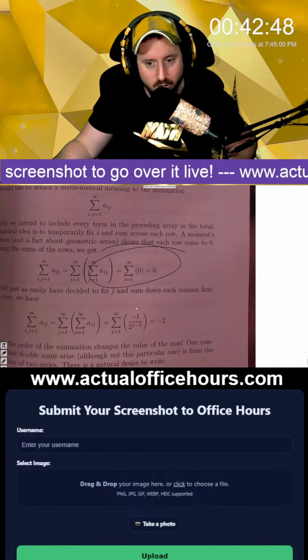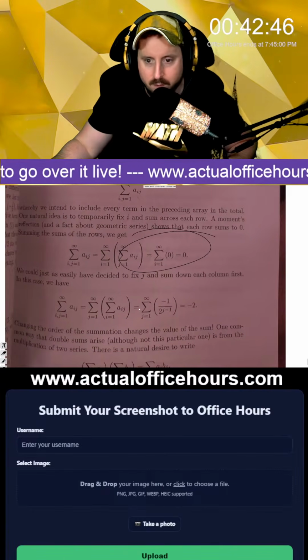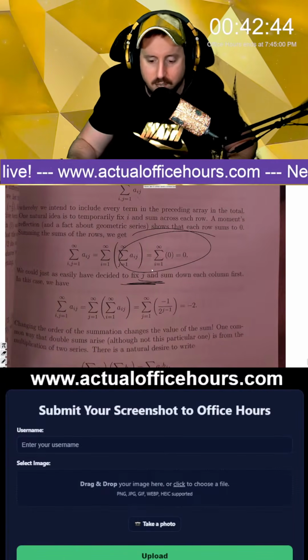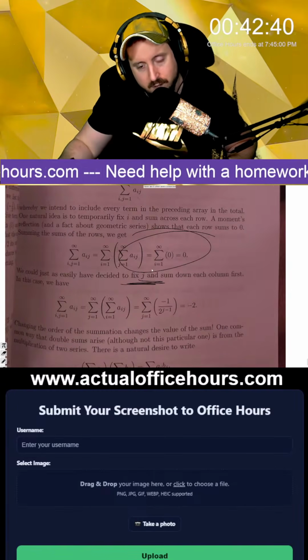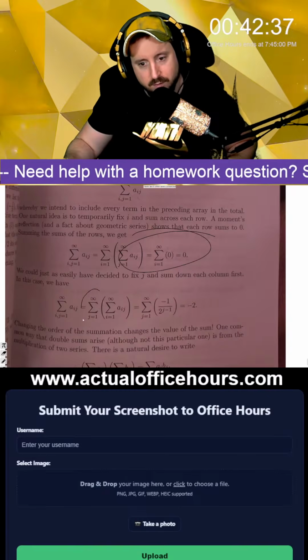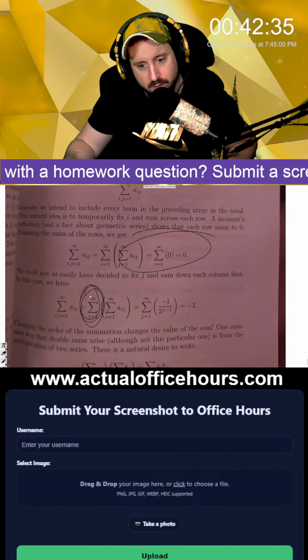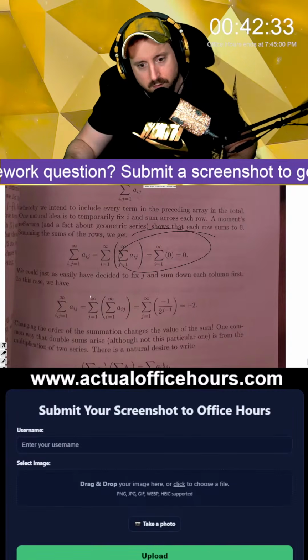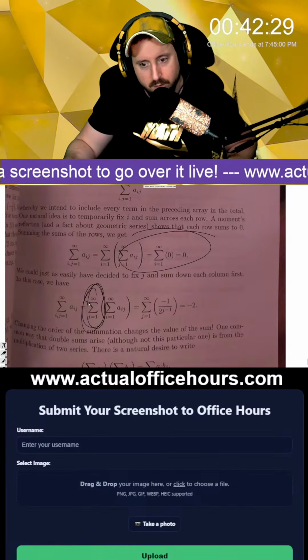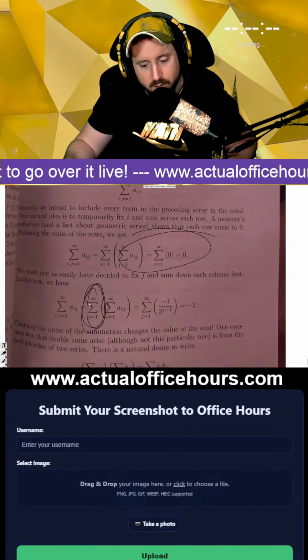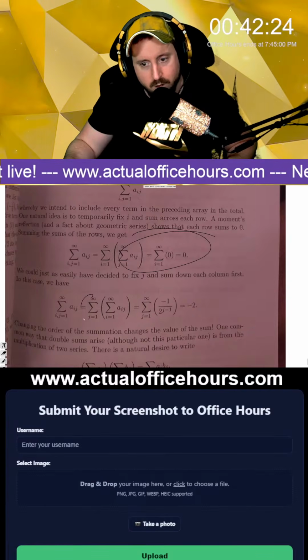The notation makes it look more complicated than it is. I agree. Sorry, they say fix J, so IJ, so fix the column and sum down each column first. Oh, sorry, this is summing over all the columns.